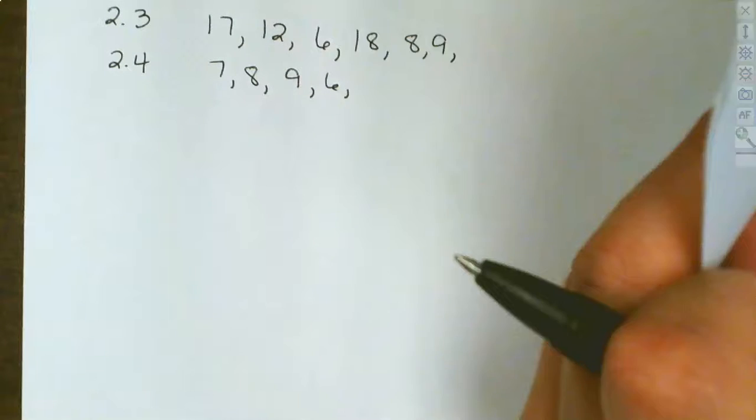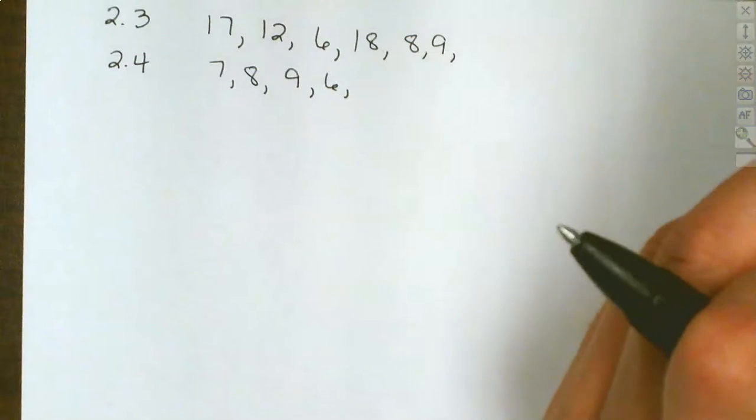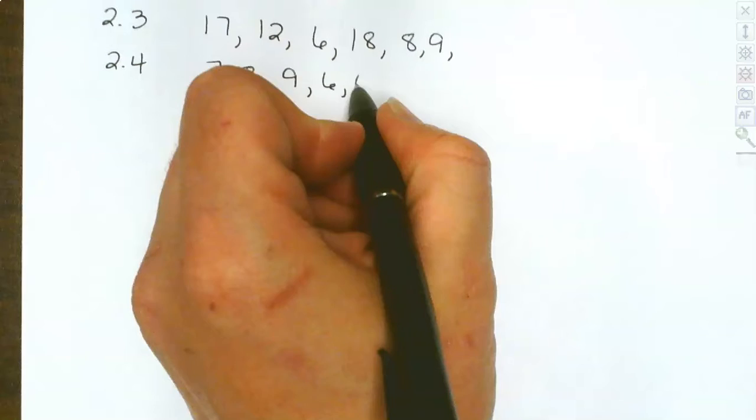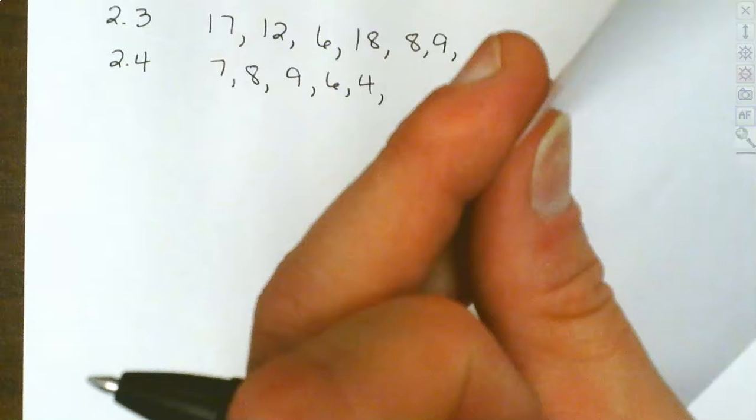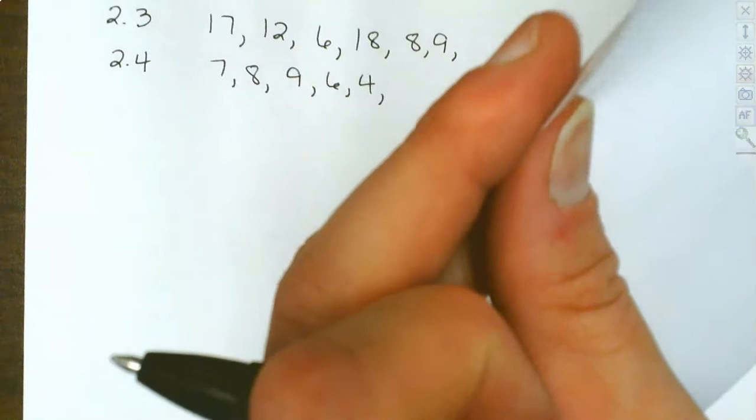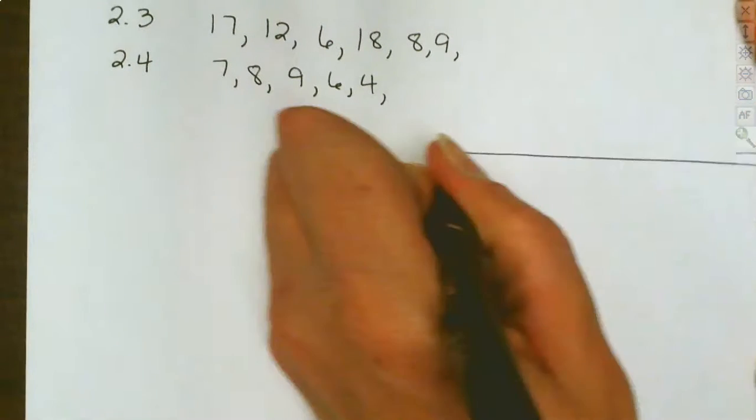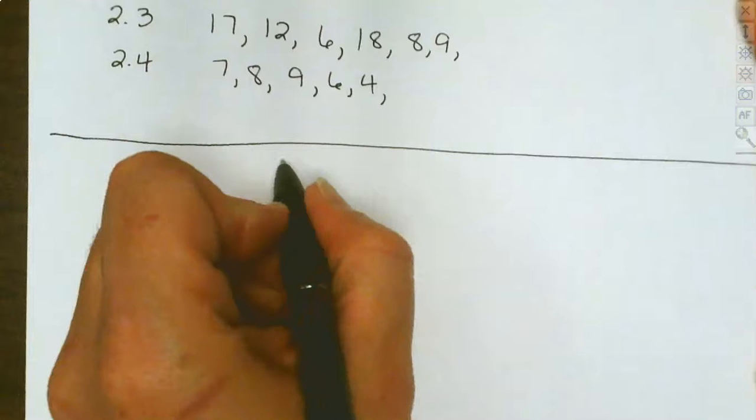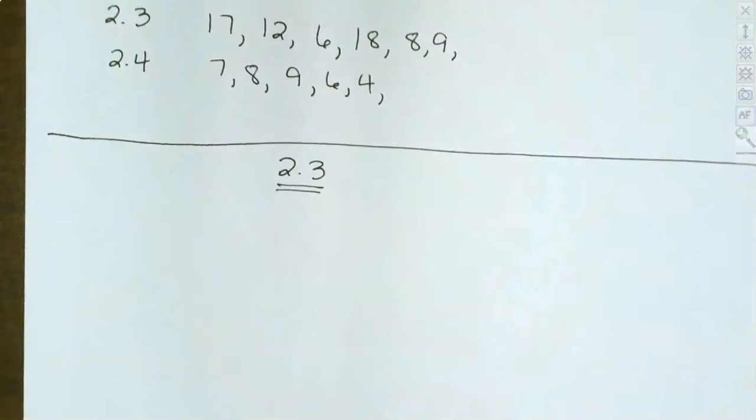Is that going to take care of all of those then? Do we need to add any more? Maybe 4. Yep, we can add 4 also. Okay, anything else? All right, well, we can go ahead and start with these, and we can add more to the list if we need to. So let's now begin with 2.3.